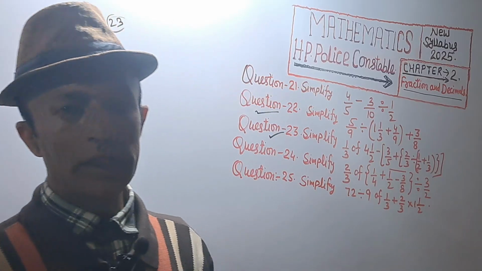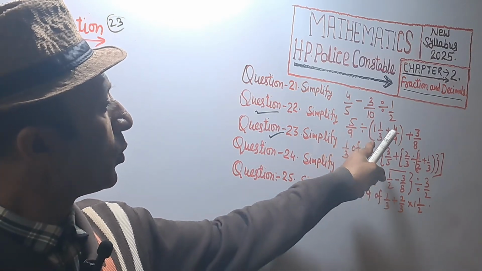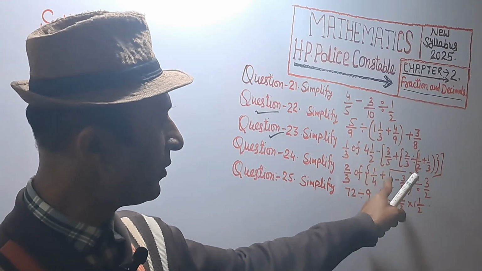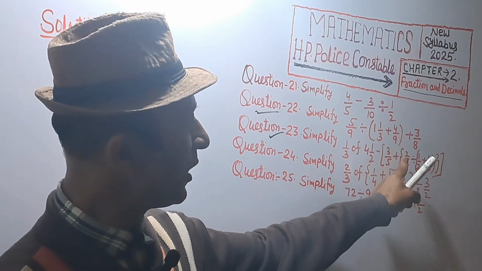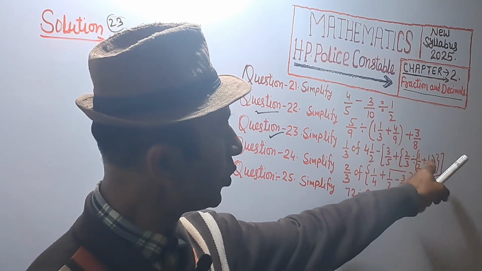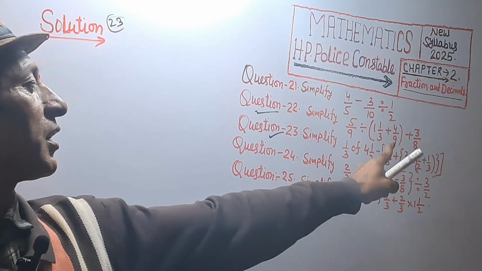Next question is question number 23. Simplify 1/3 of 4 whole 1/2 minus big bracket 3/5 plus curly bracket 2/3 divided by bracket 1/2 plus 1/3 bracket close, curly bracket close, big bracket closed.